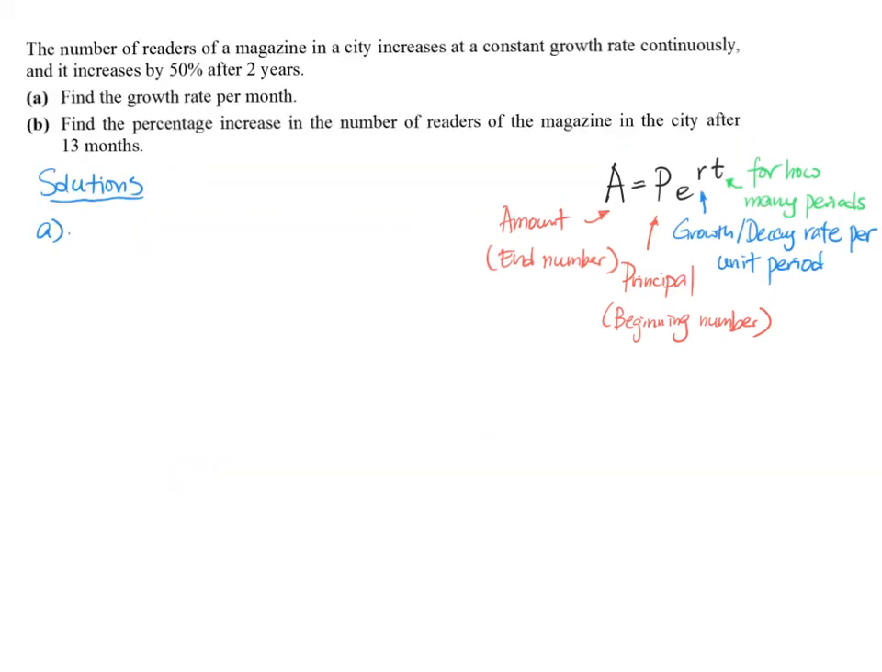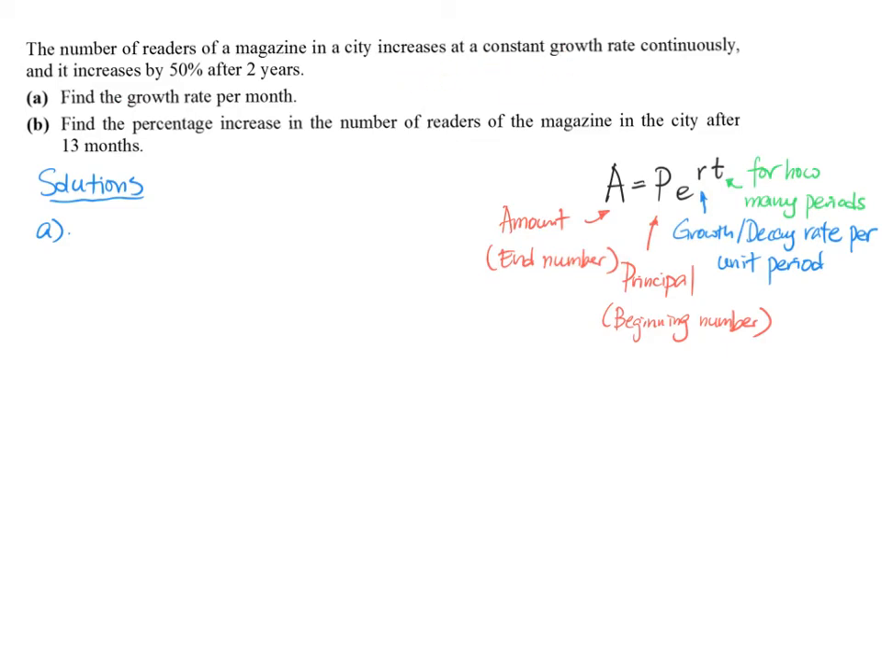Now here's an example not on compound interest, but on continuous growth. So the number of readers increases at a constant growth rate continuously. And after 2 years, it has increased by 50%. And we want to find the growth rate per month in part A. Well, there seem to be so many rates.